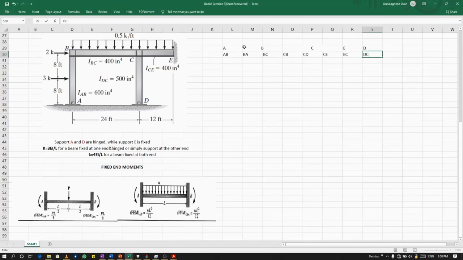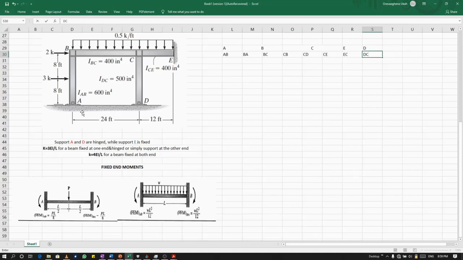Okay, so these are what we're going to be working with. So the next thing we're going to look for is stiffness. I took my time out here to get some little explanation about this structure that we have here. So support A and support D are hinged. You can also call it pin. While support E is fixed.